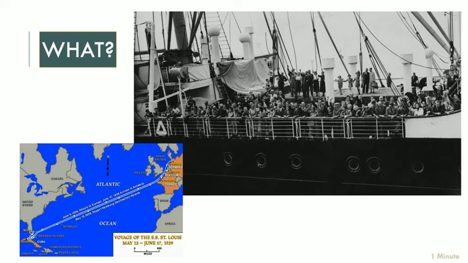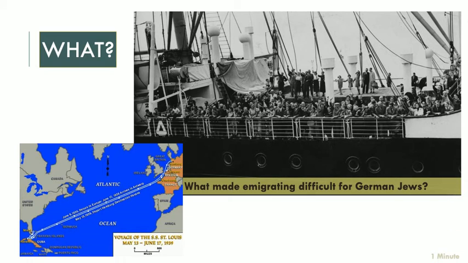So what made it difficult for German Jews to emigrate was that the countries that were at first receiving Jewish refugees stopped receiving them. Anti-Semitism wasn't something that was uniquely German. There were other countries that also had anti-Jewish sentiments. So when a lot of people began to want to come in from Germany, some countries denied them.